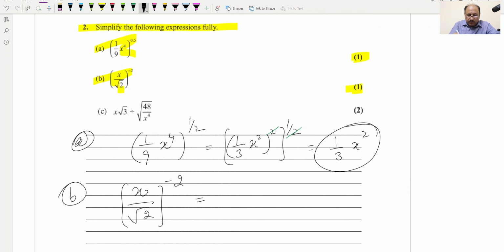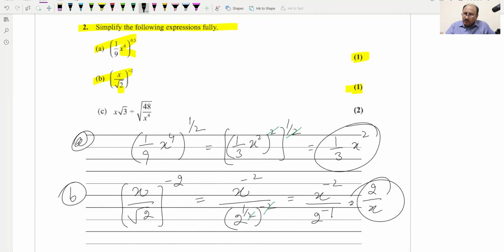So what we can do, we can write separate powers. This one over 2 raised to the power 1 by 2 whole raised to the power minus 2, and this 2 will be cancelled with this one, and we can write x raised to the power minus 2 over 2 raised to the power minus 1, and we can swap it for changing sign, so 2 over x. So this will be the final answer. This is also 1 mark part.